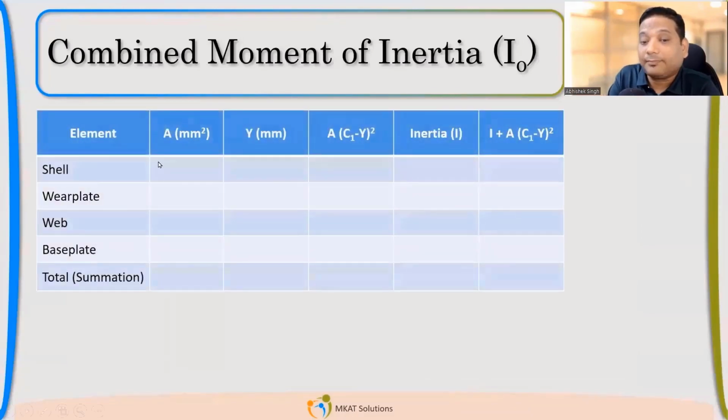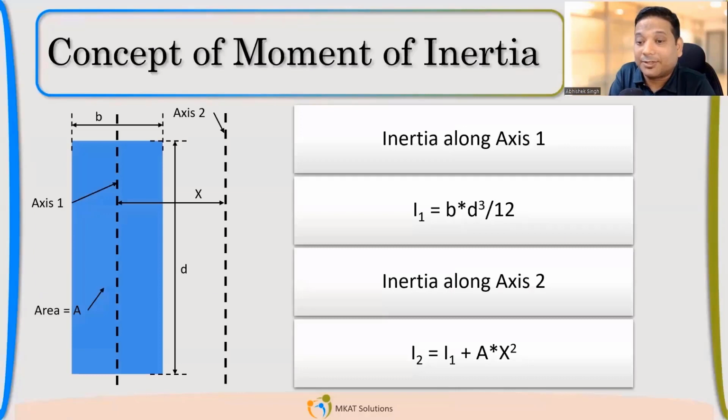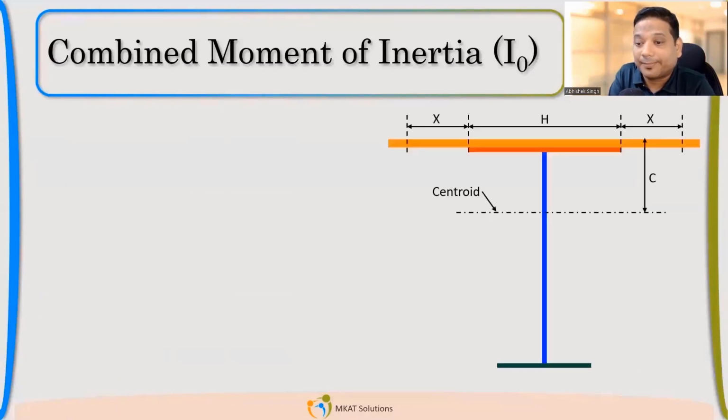So what we'll be doing: the first item is the shell, the topmost. The area of that multiplied with, you will write y first, then you will multiply A, the area, into C1. C1 is basically your C, the centroid distance. C minus y. So basically that is your distance. Now, if I can show you in this figure, it will be very easy.